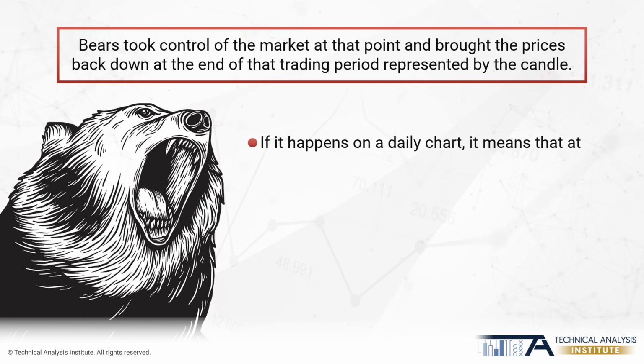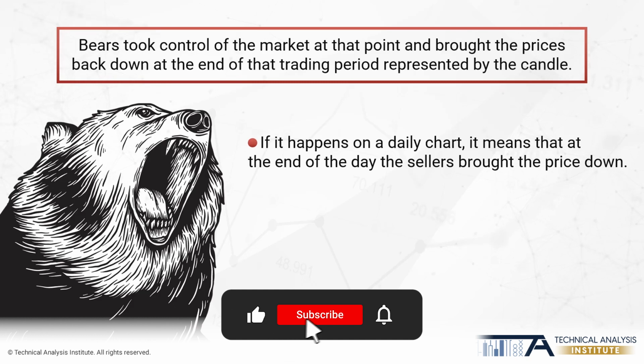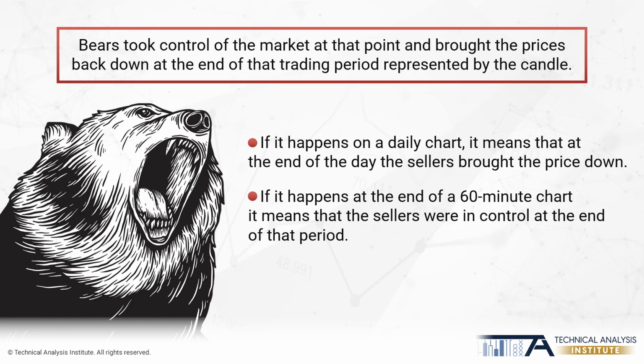In other words, if it happens on a daily chart like this one, it means at the end of the day, the sellers pushed the price down. If it happens at the end of a 60-minute chart, it means that the sellers were in control at the end of that period, in this case, an hour. The signal becomes even better if the next candle opens lower. That should be your confirmation.